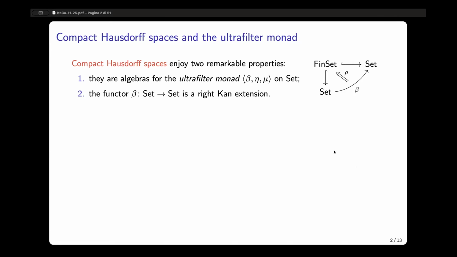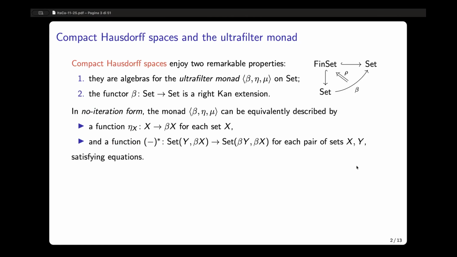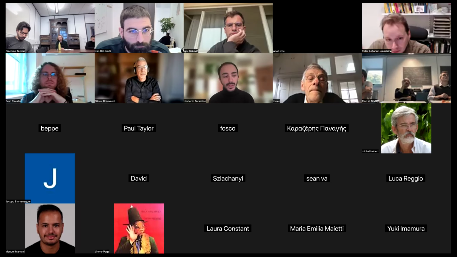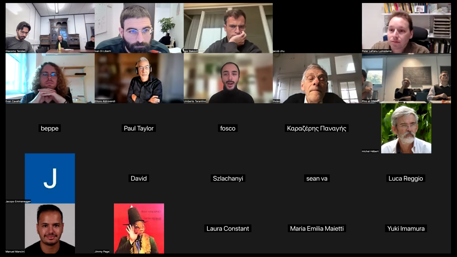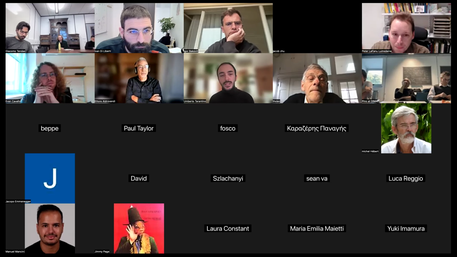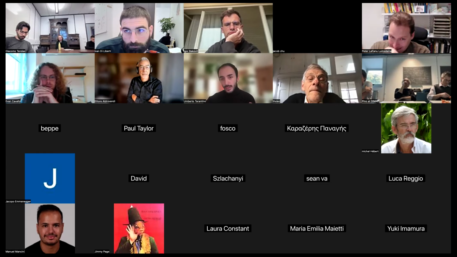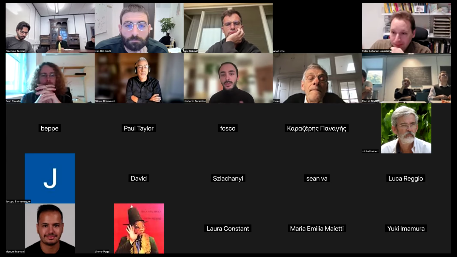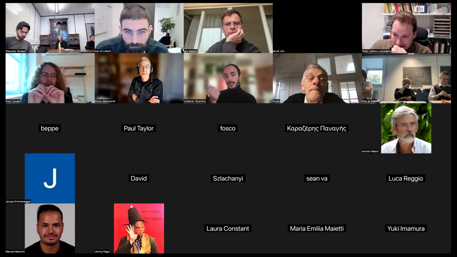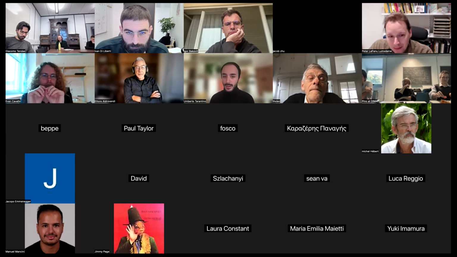Probably something which is slightly less known, but also quite famous by now, is that every monad on Set can be represented, instead of the usual unit and multiplication form, in a no-iteration form. This means that we can specify the monad by choosing a function, which will act as a unit for each set, and an extension function, which tells us how to extend functions over beta of something along the unit, let's say. I'm not going to write the equations here, but you can imagine, for example, that extending and then precomposing with the appropriate unit gives back the function that we started with.